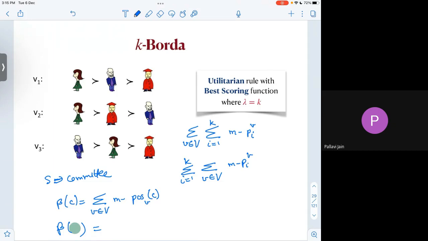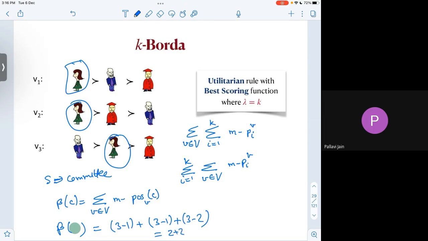Then green is here, green is here, green is here, right? So M minus position, this is what? M minus 3 minus 1 plus 3 minus 1 plus 3 minus 2. 2 plus 2 plus 1, 5. This is how I can compute the beta value for every candidate.